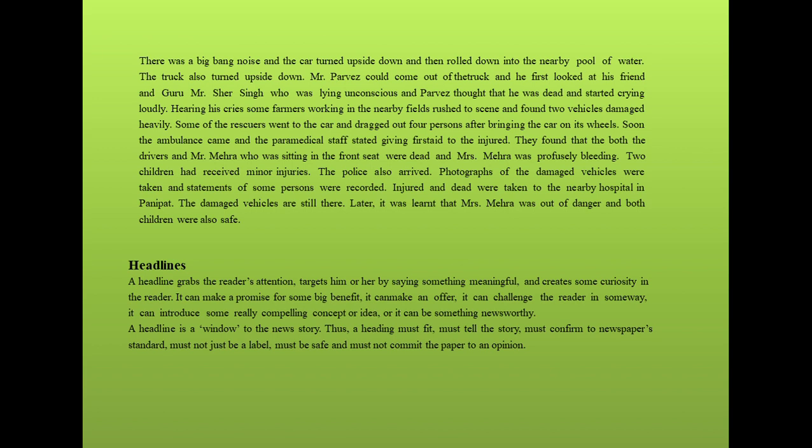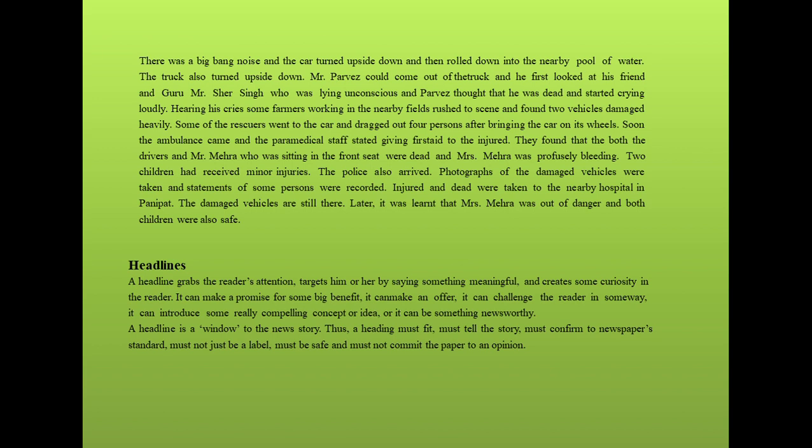There was a big bang noise and the car turned upside down. The truck also turned upside down. Mr. Parvez could come out of the truck and he first looked at his friend Mr. Sher Singh, who was lying unconscious, and Parvez thought that he was dead and started crying loudly. Hearing his cries, some farmers working in the nearby fields rushed to the scene and found two vehicles damaged heavily. Some of the rescuers went to the car and dragged out four persons after bringing the car on its wheels.